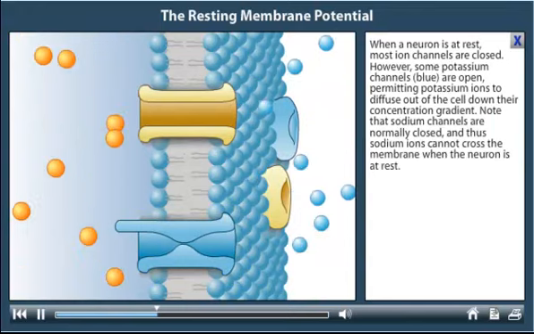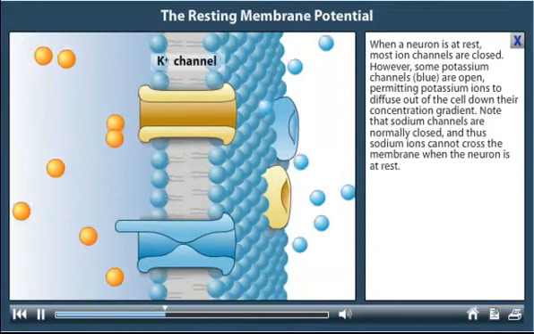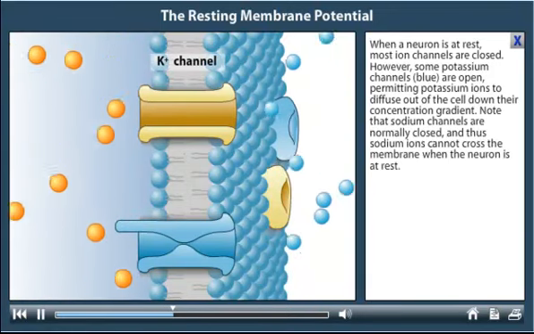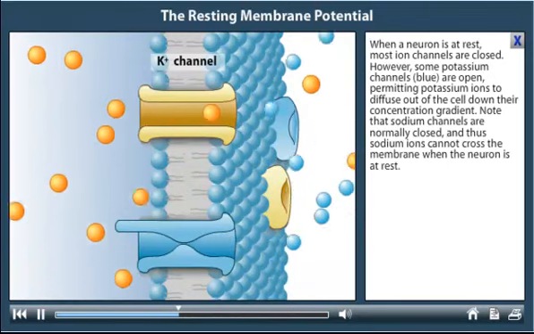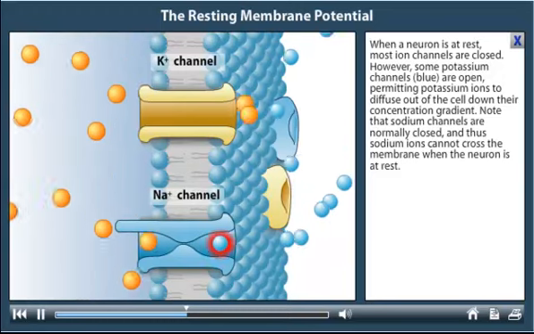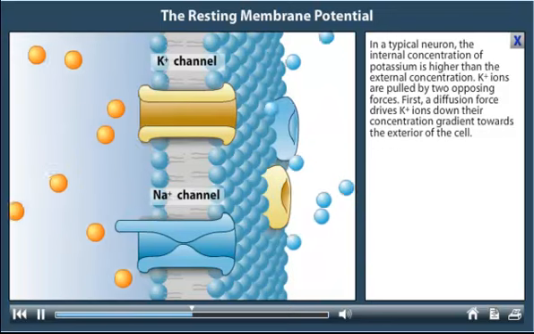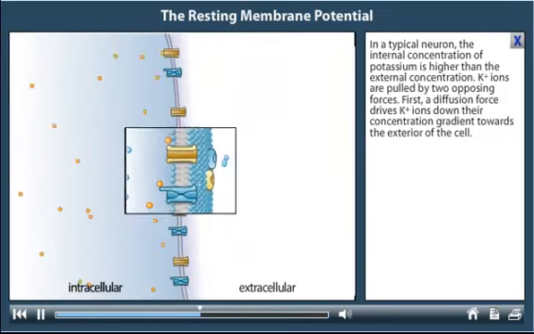When a neuron is at rest, most ion channels are closed. However, some potassium channels are open, permitting potassium ions to diffuse out of the cell down their concentration gradient. Note that sodium channels are normally closed, and thus sodium ions cannot cross the membrane when the neuron is at rest. In a typical neuron, the internal concentration of potassium is higher than the external concentration.